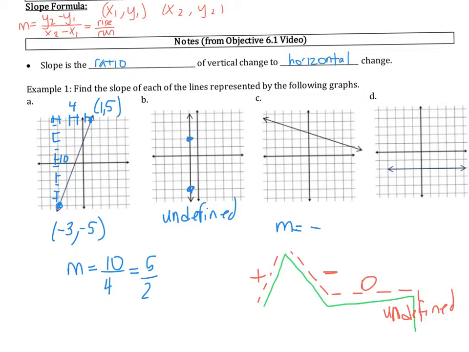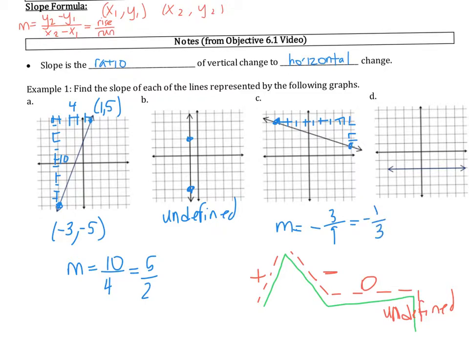Okay, so this next one, I know it's going to be negative something because it's going downhill. So I need to find my 2 points. So I'm going to use this one right here and this one right here. Rise over run. So I'm rising 1, 2, 3, and I'm running 1, 2, 3, 4, 5, 6, 7, 8, 9. And then I'm going to simplify that, which would simplify to negative 1/3.